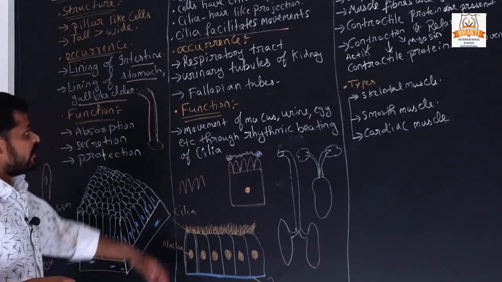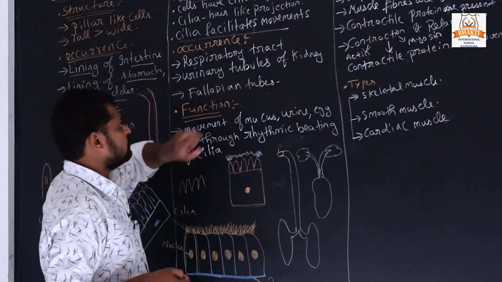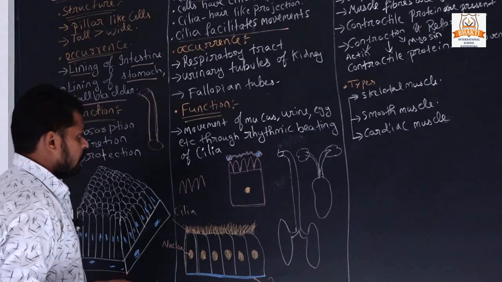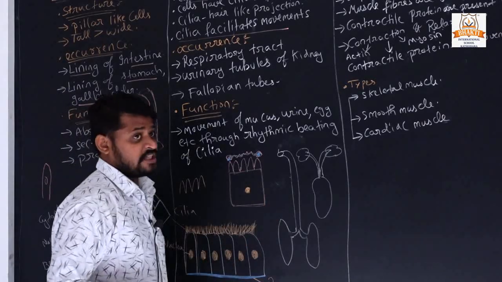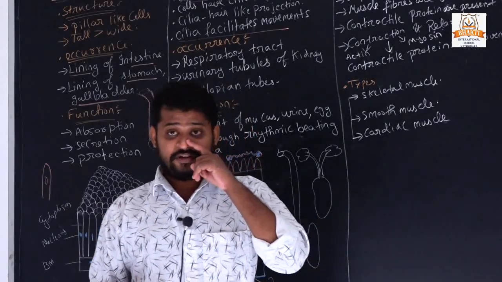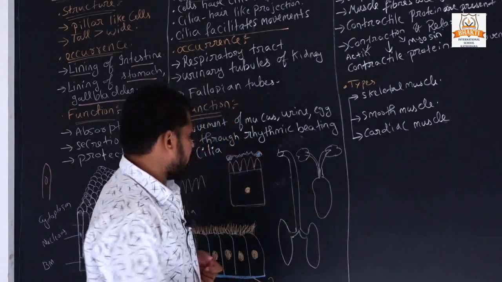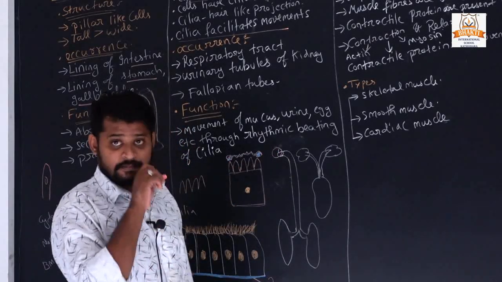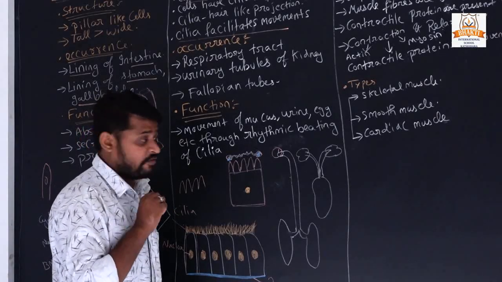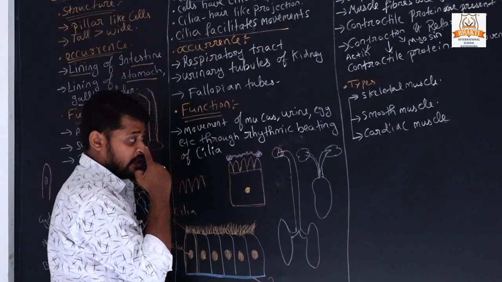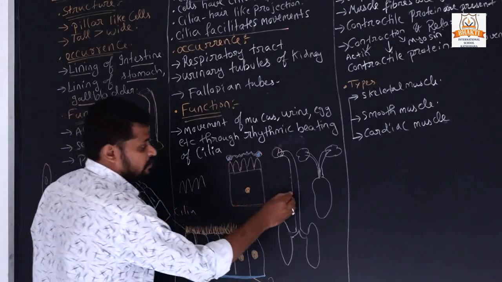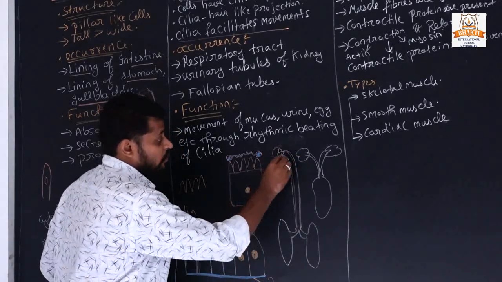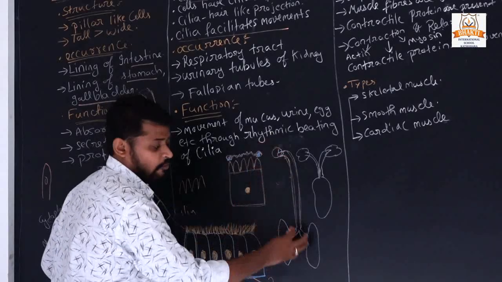Occurrence, where is it found? It is found in the respiratory tract, urinary tubules of the kidney, and fallopian tubes. If you see, this is our respiratory tract. What is the respiratory tract? From the nasal cavity to the lungs. This is our nasal cavity, meaning the nose. From the nasal cavity to the lungs, this is called the trachea. So all of this forms the respiratory tract.